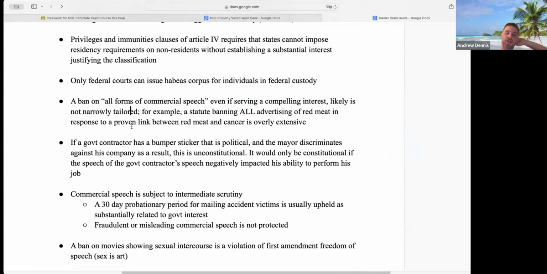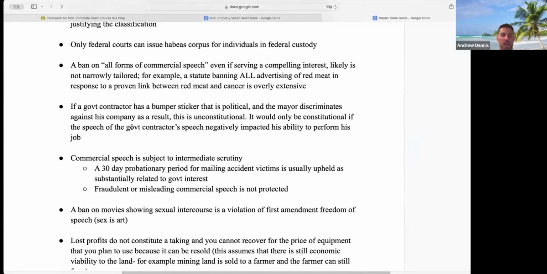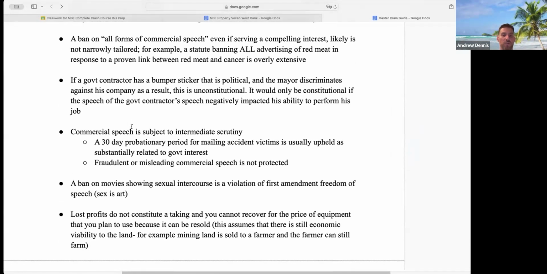If a government contractor has a bumper sticker that's political and the mayor discriminates against his company as a result, this is unconstitutional. It would only be constitutional if the government contractor's speech negatively impacted his ability to perform his job. Commercial speech is subject to intermediate scrutiny. A 30-day probationary period for mailing accident victims is usually upheld as substantially related to government interests. Fraudulent or misleading commercial speech is not protected.